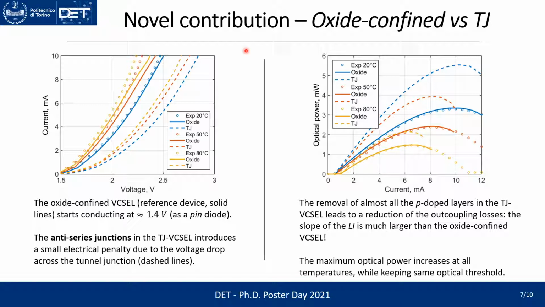Such a NEGF drift diffusion solver is then used to compare the LIV curves of the two devices. On the left-hand side, from the IV curves, one can notice that the TJ VCSEL provides smaller current values at equal applied bias, due to the additional voltage drop across the tunnel junction itself. The small electrical penalty is however largely compensated by the improved LIV curves on the right-hand side, that show larger maximum optical powers due to a reduction of the outcoupling losses, yet keeping fixed the threshold.